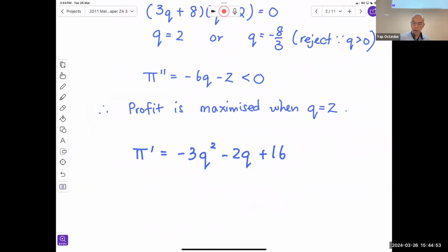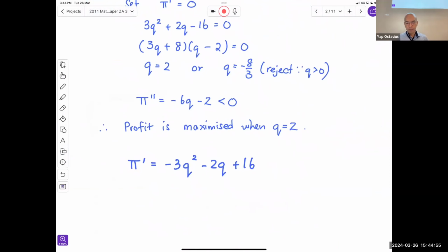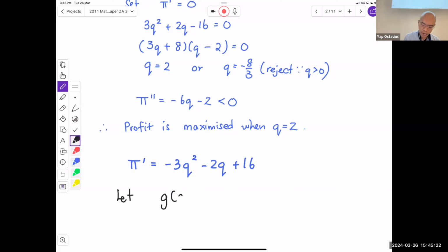Okay, so in order to sketch this, I'm going to let it be a function. I'm going to give the name a function. I don't like to use this profit function. You can continue to call it a profit function, but I'm just going to rename it, okay? I'm going to call it G, or you can call it F, equals to this.